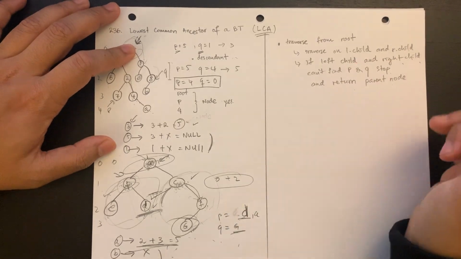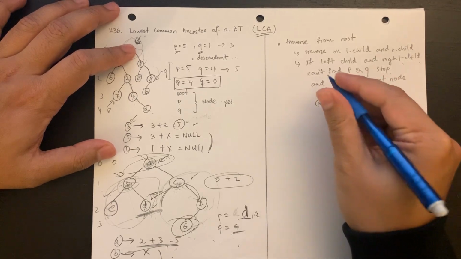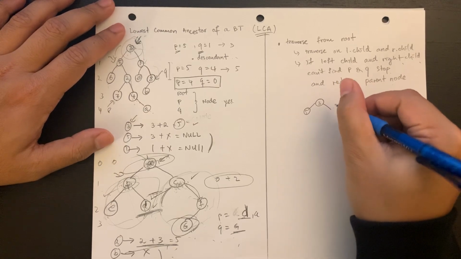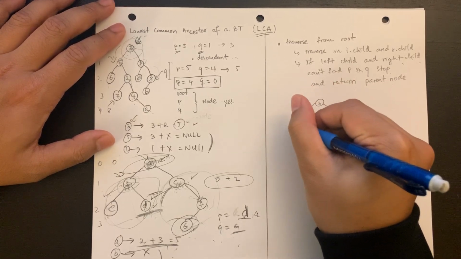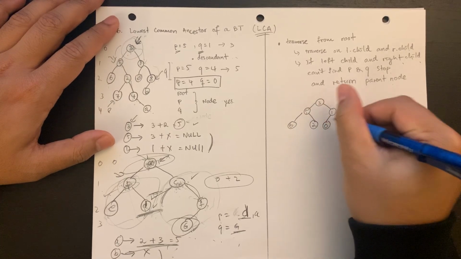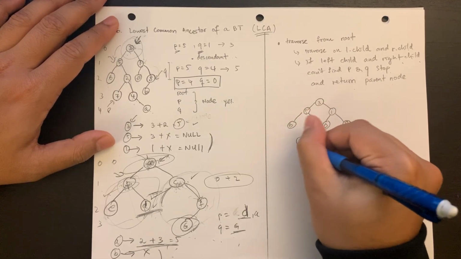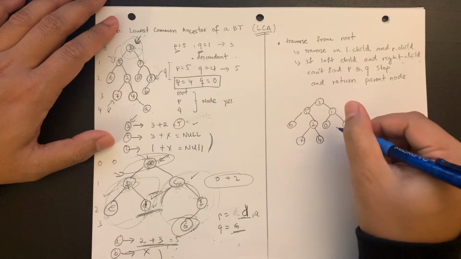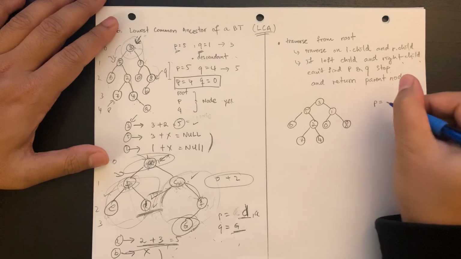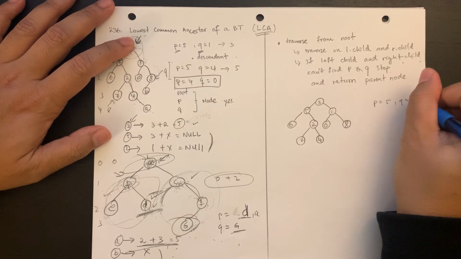Alright, let's test the example. I like testing more than writing code. But let's try one more time. 3, 5, 1, 6, 2, 8, 7, and then let's say P is equal to 5, Q is equal to 1.